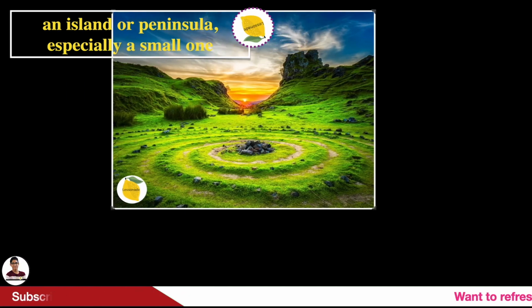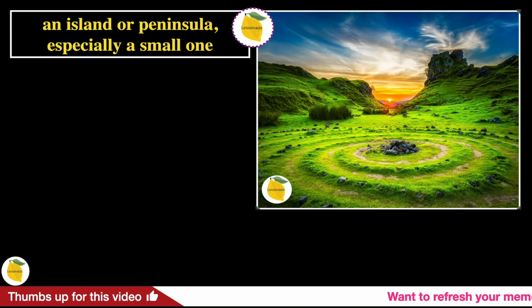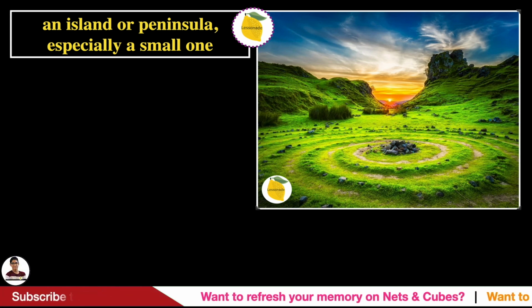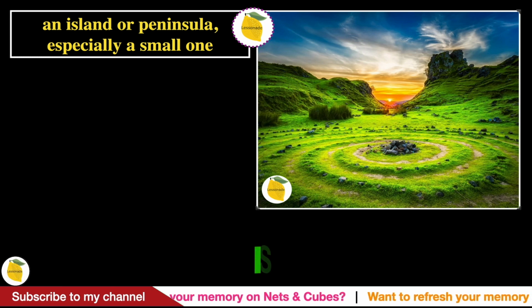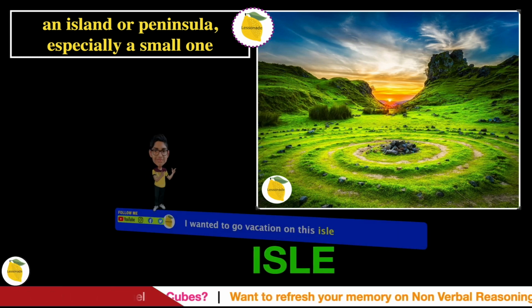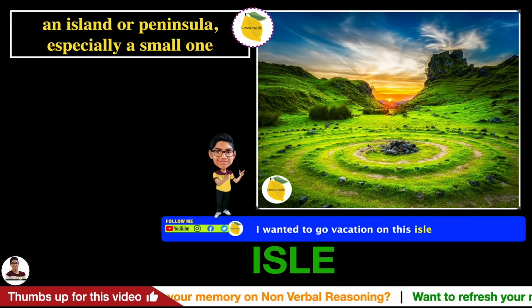The next one is an island or peninsula, especially a small one. In this picture, we can see a small island or peninsula, and therefore the word will be isle. And the sentence for this word is, I wanted to go on vacation on this isle.